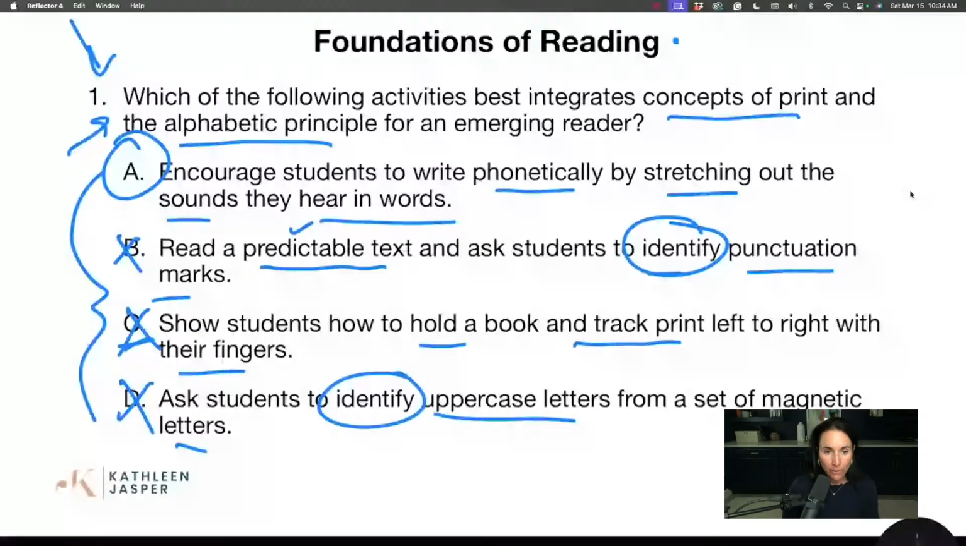And if we further evaluate B and D, the ones we crossed off, you can see here that identifying punctuation in uppercase letters, that is concepts of print as well, but not both. A has the alphabetic principle because when you write phonetically, and stretching out sounds they hear in words, that's going to be the best answer there. All right. Plus, it's just a better situation.